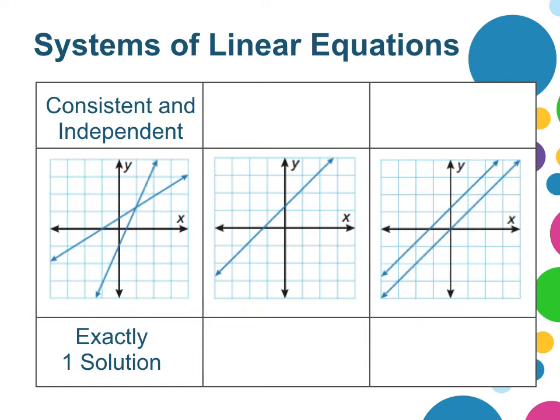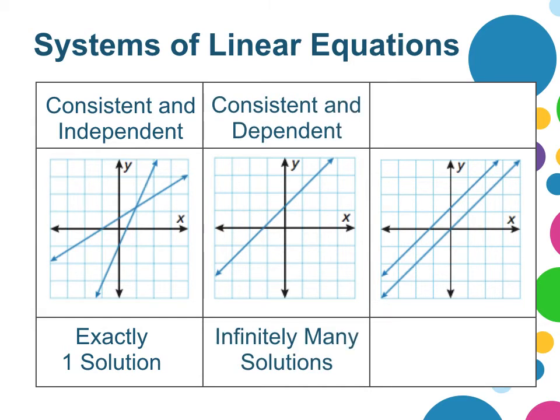Now, in the middle system of equations, one line is basically on top of the other. There are infinitely many solutions. Because the lines do intersect, we call them consistent, and dependent because they are the same line. In the last system of equations, these lines are parallel. They will never intersect. So there is no solution. We call this system of equations inconsistent.